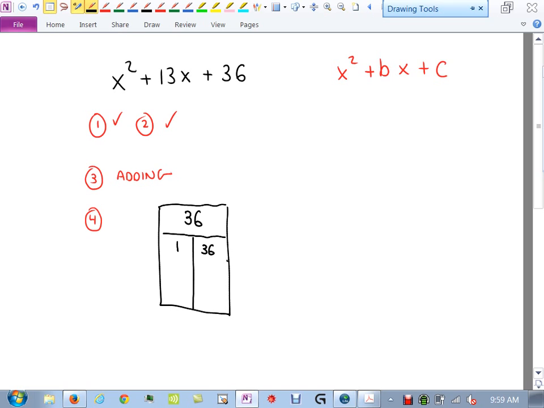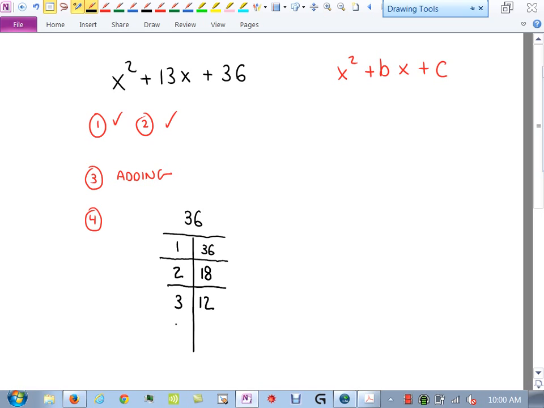1 and 36, right? That will always be there, right? 1 times 30, whatever the number was. Does 2 go into 36? How many times? What is it? 18 times? So 2 and 18. You can use your calculator here if you need to, okay? Does 3 go into 36? 12 times?